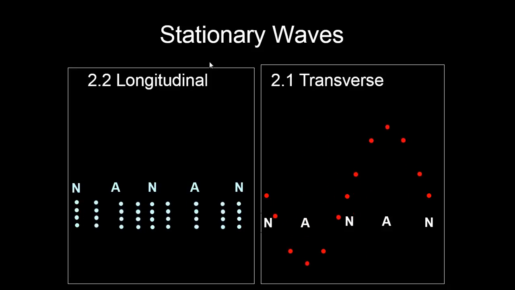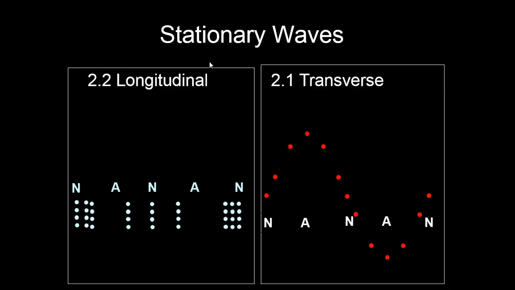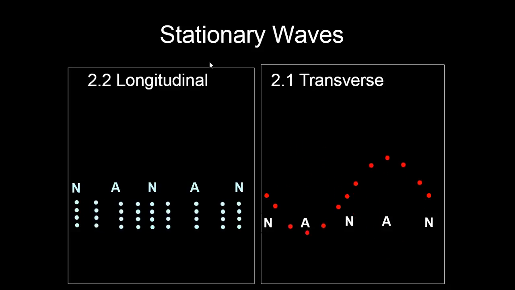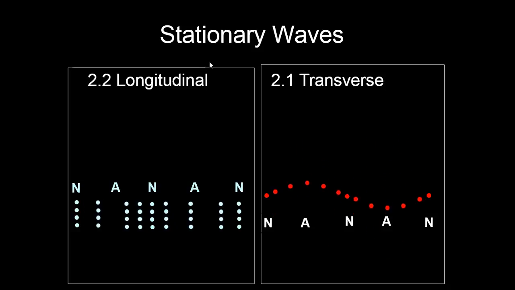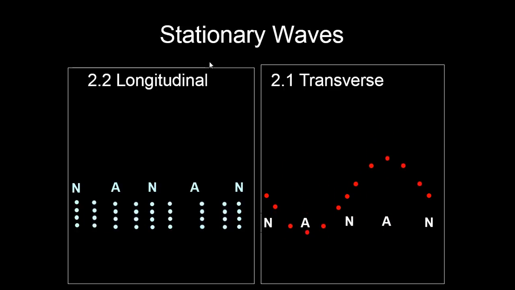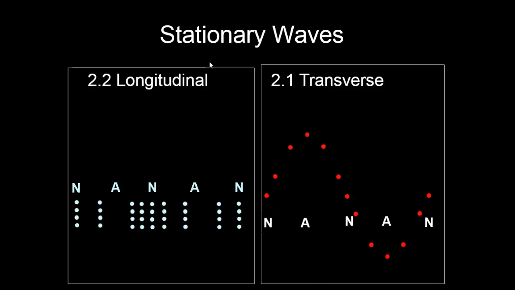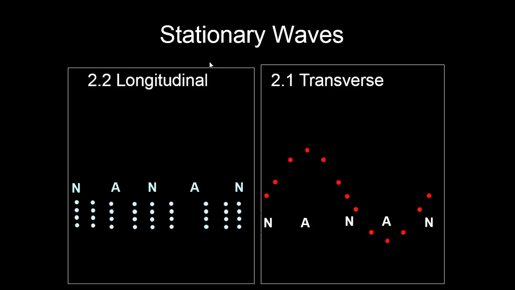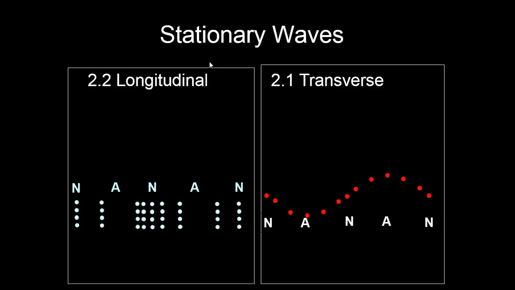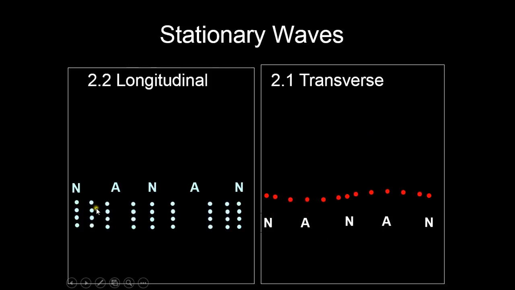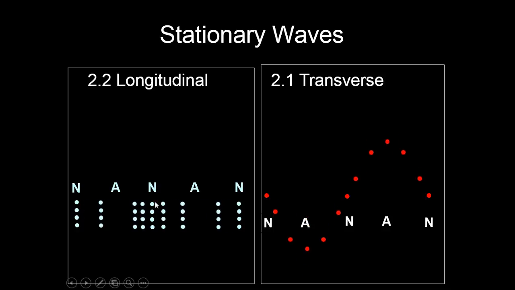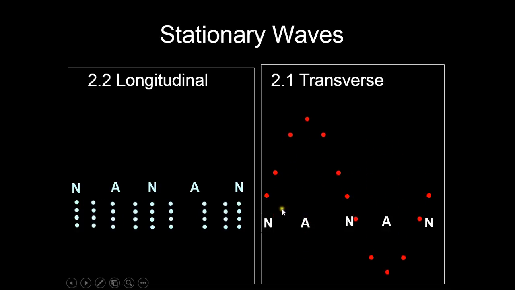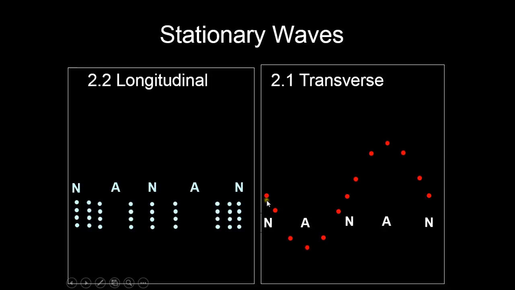Okay, we have been discussing how a standing wave is formed, as well as the 6 characteristics. This is an animation that shows you the stationary wave for longitudinal as well as transverse. For longitudinal, notice that at the antinodes the particles have maximum vibration, and at the node it is not displacing.